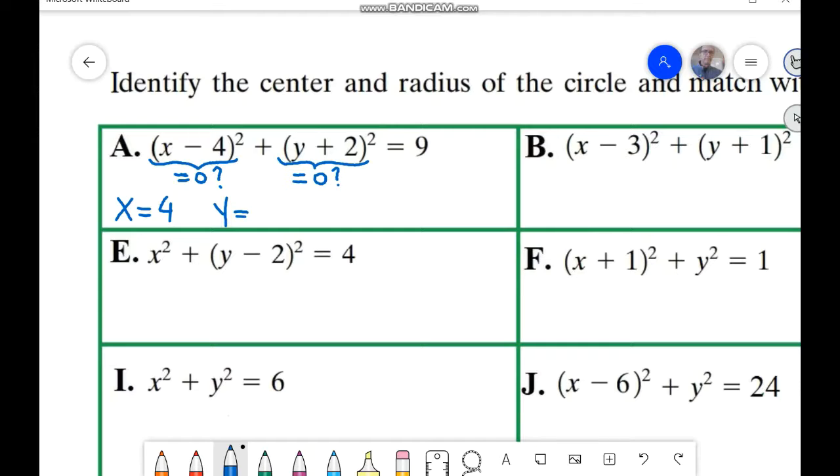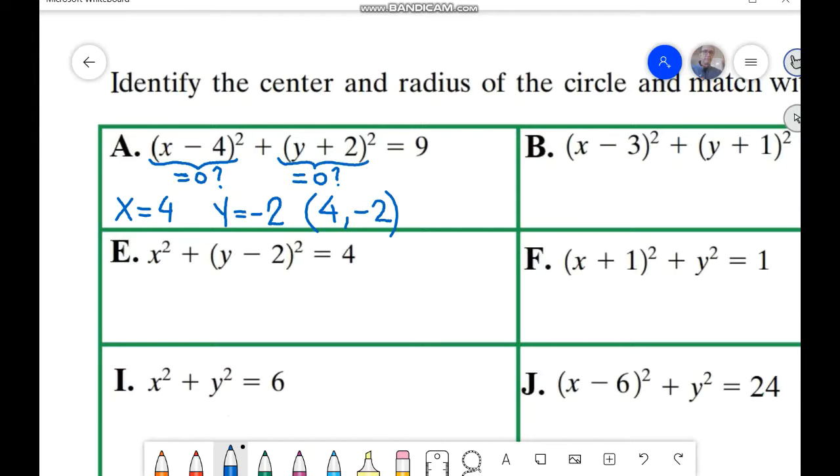What is the right number that makes y plus 2 equals 0? We need to have y equals negative 2, right? Negative 2 plus 2, 0. So the coordinates of the center are x equals 4, y equals negative 2.